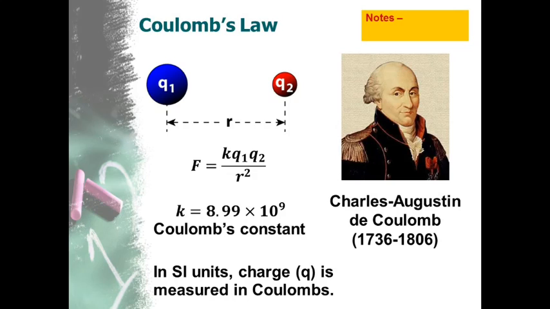And so, in honor of Coulomb, who discovered this law, we call this constant K the Coulomb constant. And in SI units, it's equal to 8.99 times 10 to the 9. So there's another constant for us to memorize. In SI units, we measure charge in what are called coulombs, in honor of Coulomb, who discovered this law.